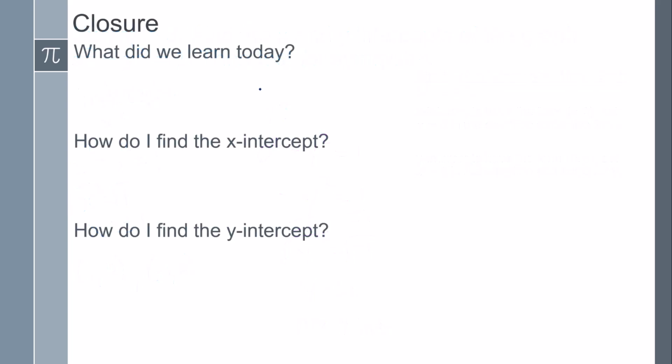So, concluding today's lesson, what did we learn? We learned how to find the x- and y-intercepts on any graph. How do I find the x-intercept? You plug in 0 for y and solve for x. How do you find the y-intercept? You plug in 0 for x and you solve for y.